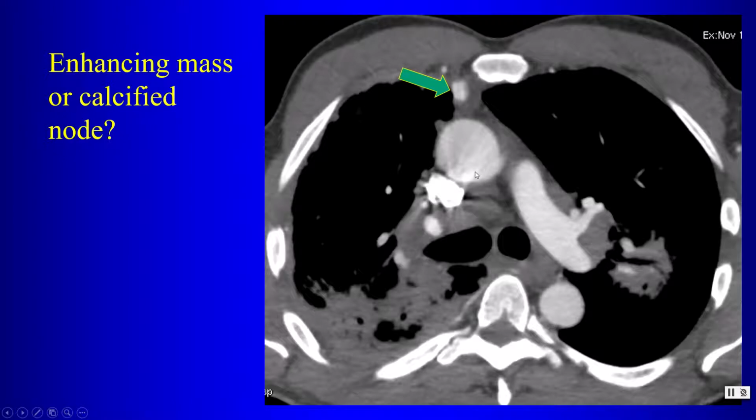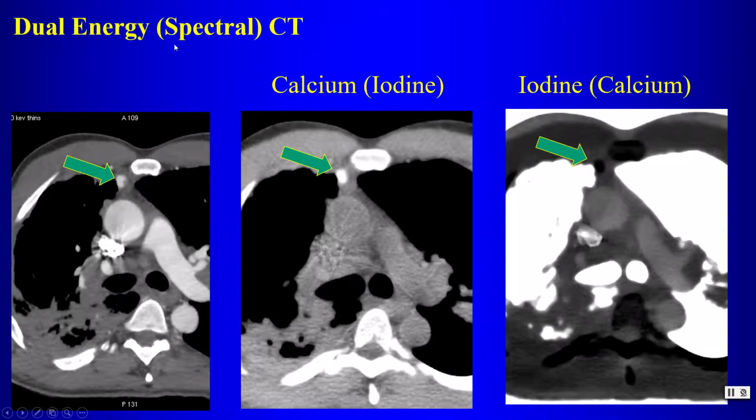With CT scans, sometimes we might run into a case like this if we've used intravenous contrast. So we'll neglect the other abnormal findings here, but we have this small nodule in the anterior mediastinum. The question is, is that an enhancing lesion, or is that a calcified lymph node? Well, fortunately, this particular case was done with a dual energy or spectral CT, and here we can manipulate the image data to determine whether this area of increased attenuation is calcium or iodine.